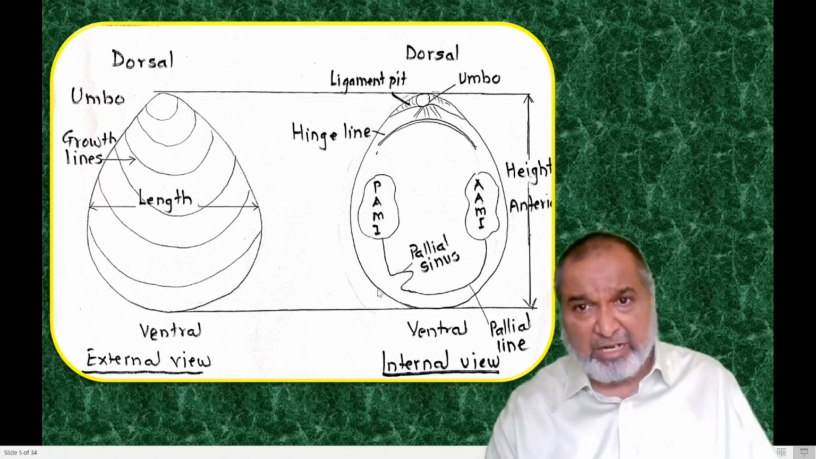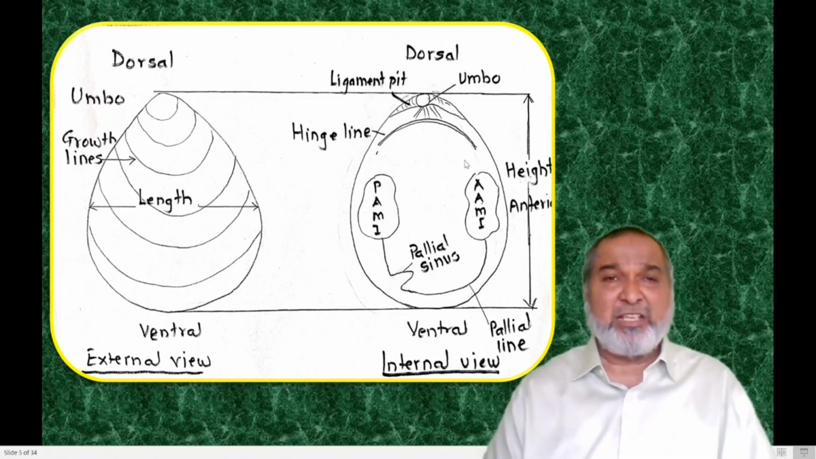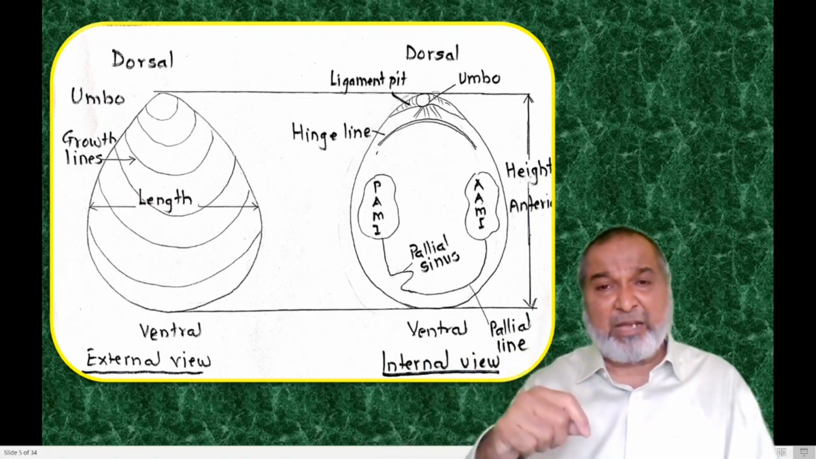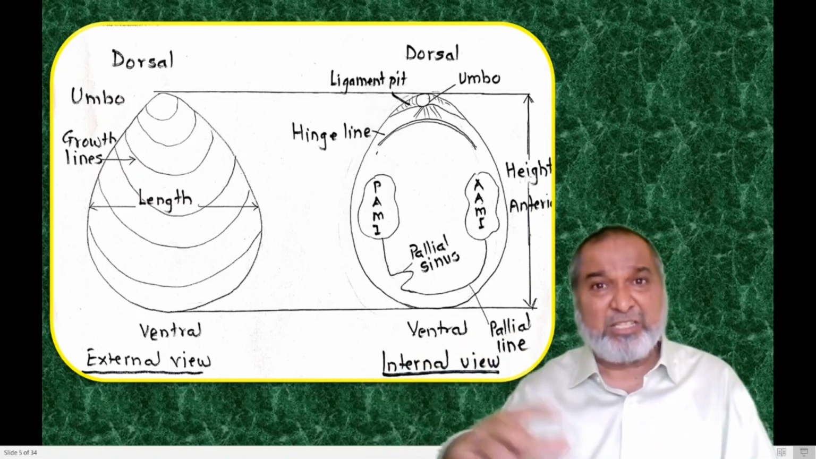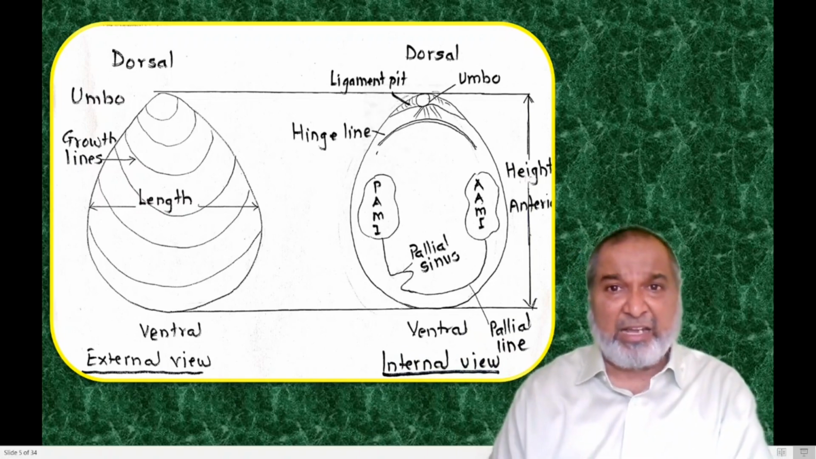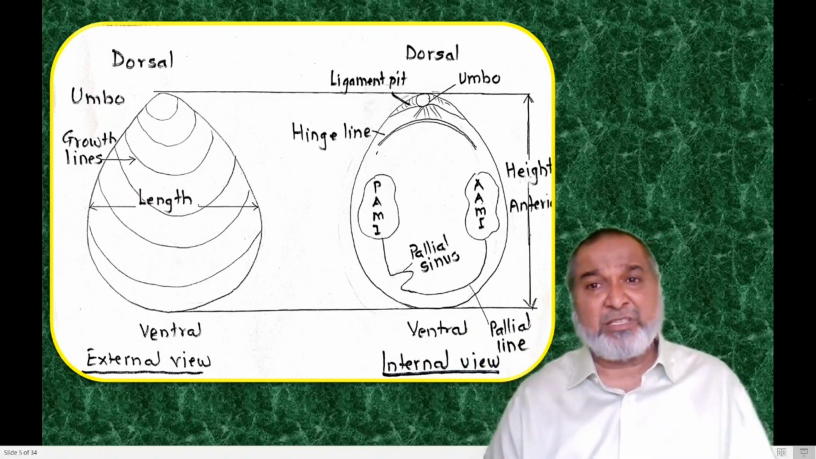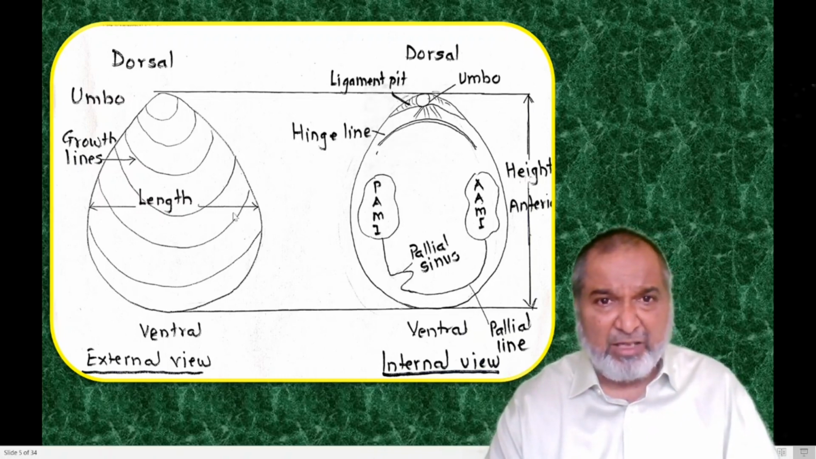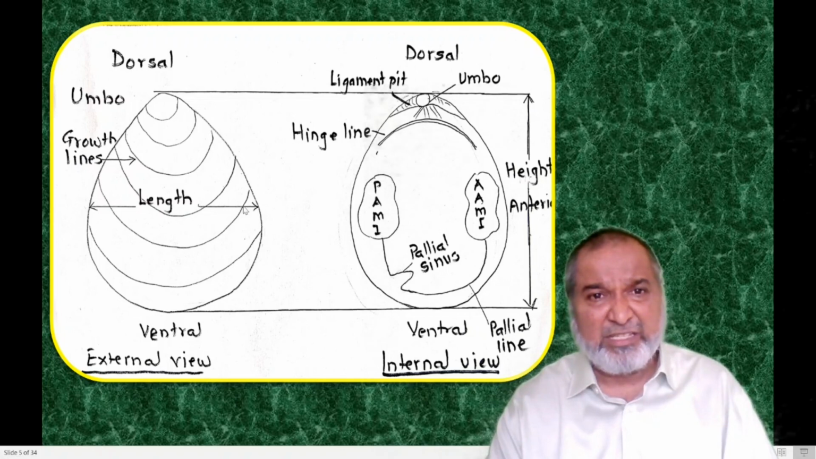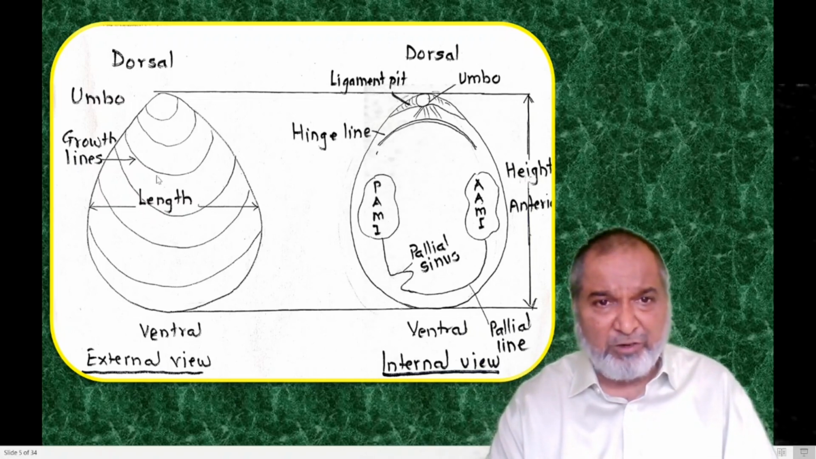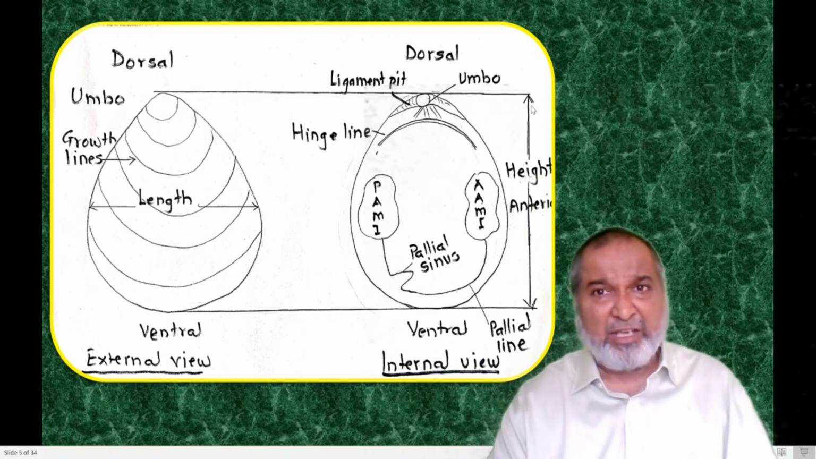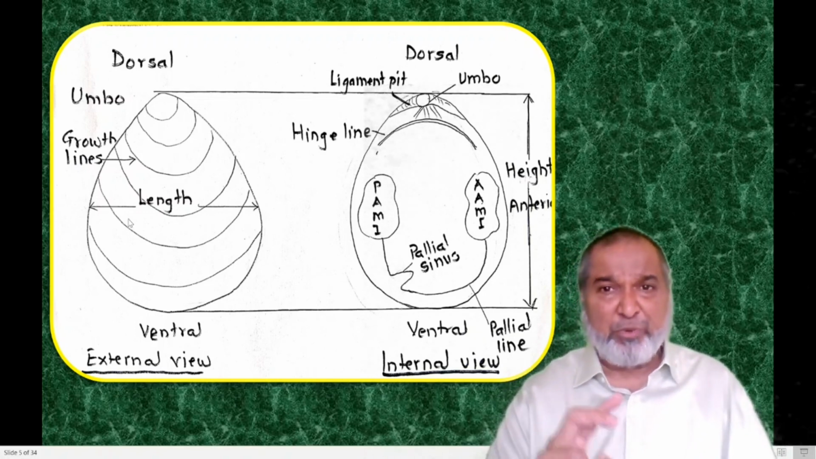But the internal view is a very important one. In the theory part, the question is: describe the hard parts of a lamellibranch. The earlier three diagrams and this diagram are very important. Now, from the anterior to the posterior, this is the length of the shell. Dorsal to ventral, this is the height of the shell. We have seen these two important parts in the earlier diagram.